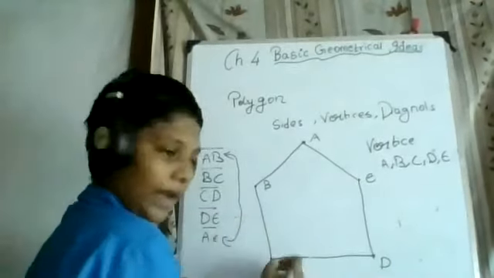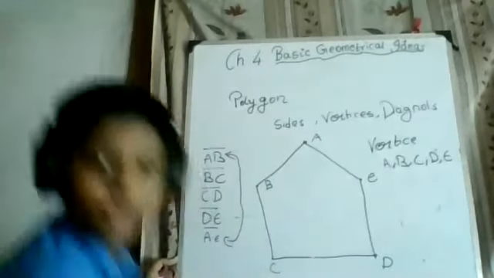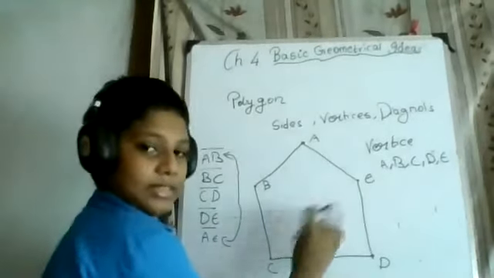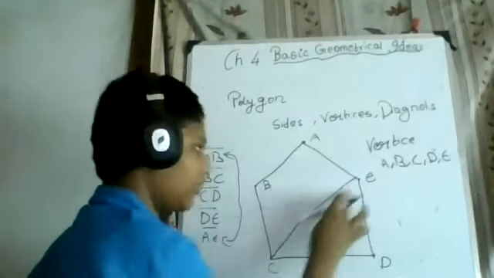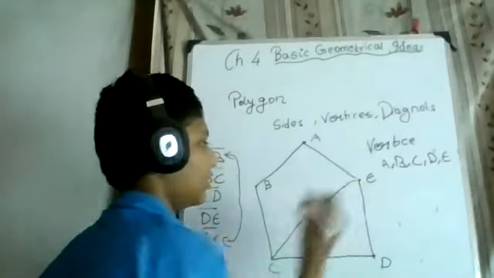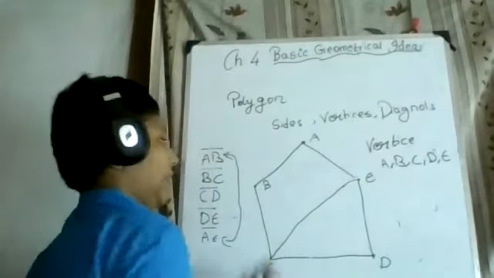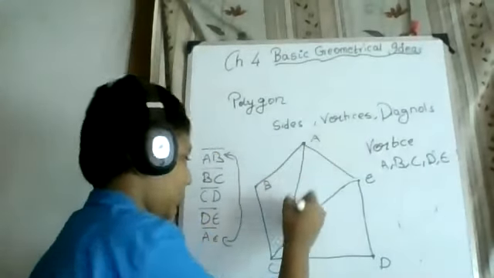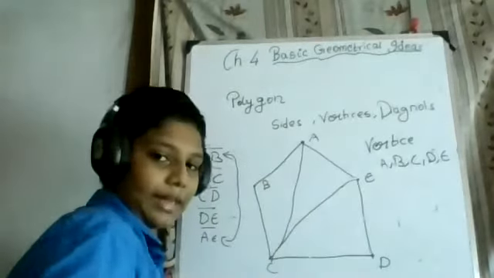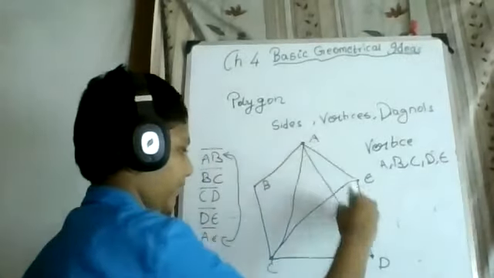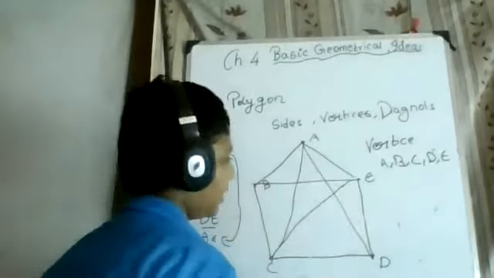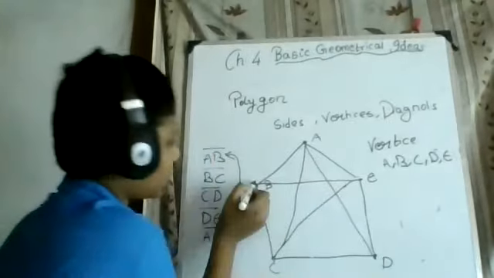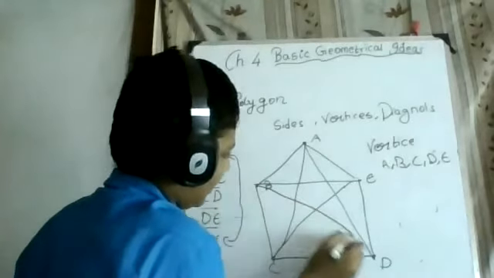See. Now let us take two vertices, C and E. Okay. Now we have joined this. So this is a diagonal. And A and C, let us join. This is also a diagonal. And AD is also a diagonal. And let us join B and E. Diagonal.